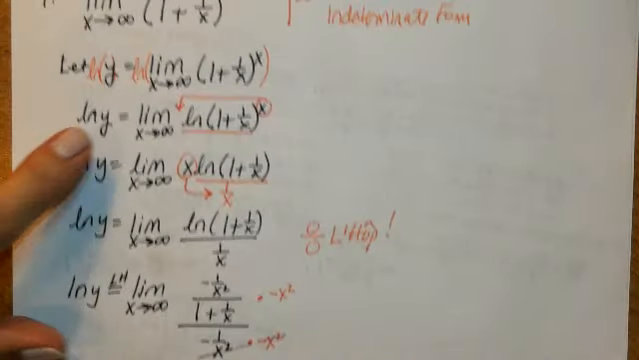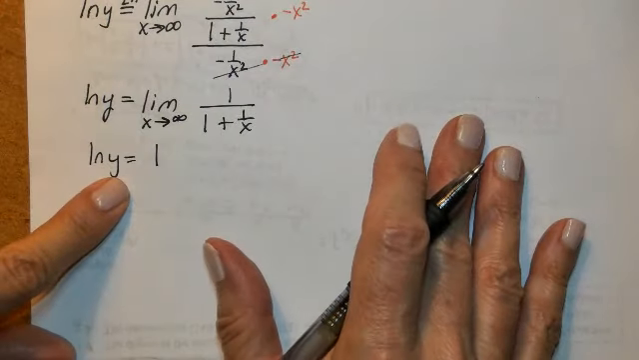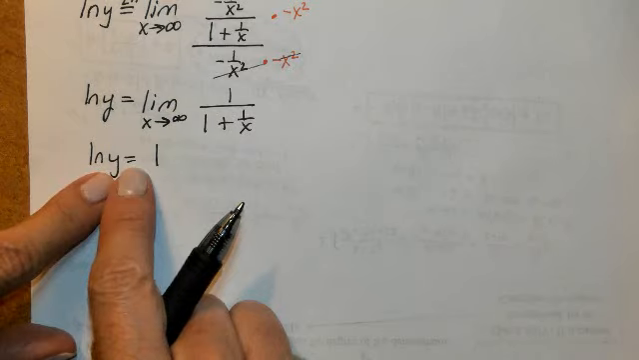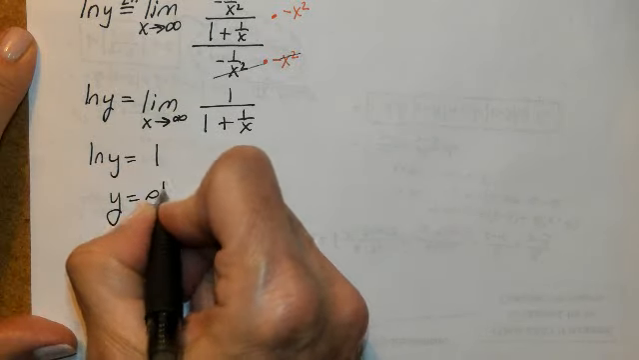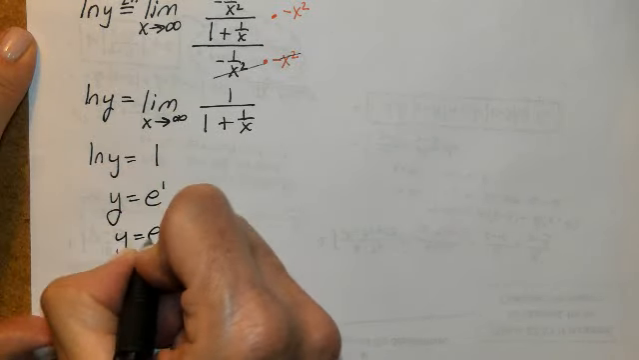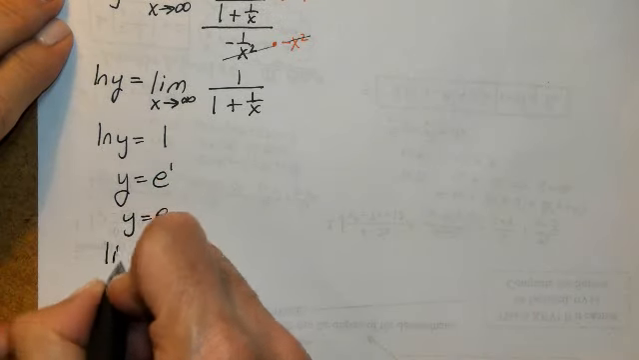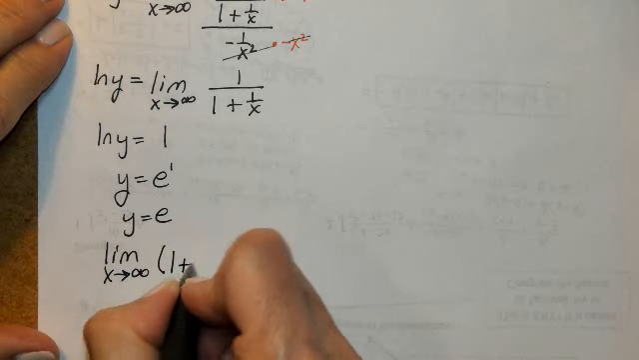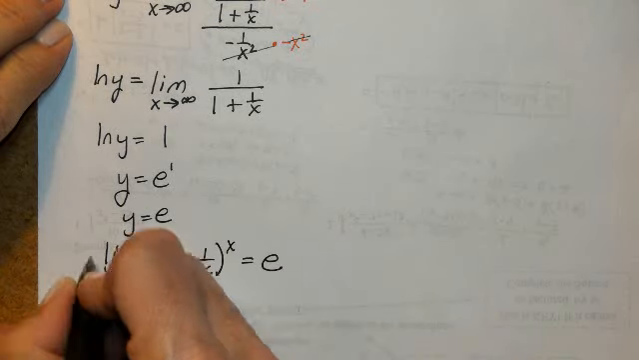So remember, y was equal to this limit. This limit is y. We didn't find y yet. We found the natural log of y. So how do we get y? E to both sides. So we found out that the limit as x approaches infinity of 1 plus 1 over x to the x is equal to e.